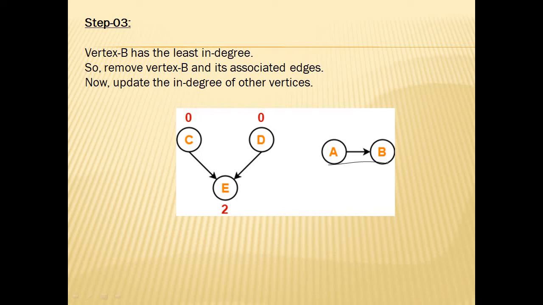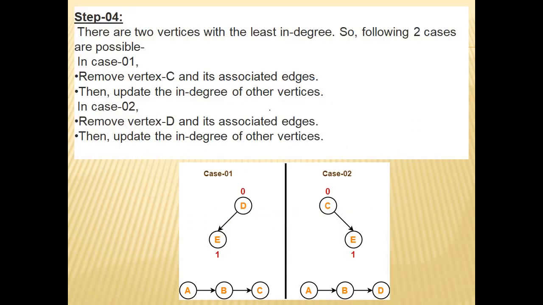So when you observe here, we found 2 vertices which have integrity 0. Then now we need to go with 2 cases simultaneously. In one case we will consider C, in another case we will consider D. So there are 2 vertices with least integrity. So follow 2 cases. In case 1, remove vertex C and its associated edges. In case 2, remove vertex D and its associated edges.